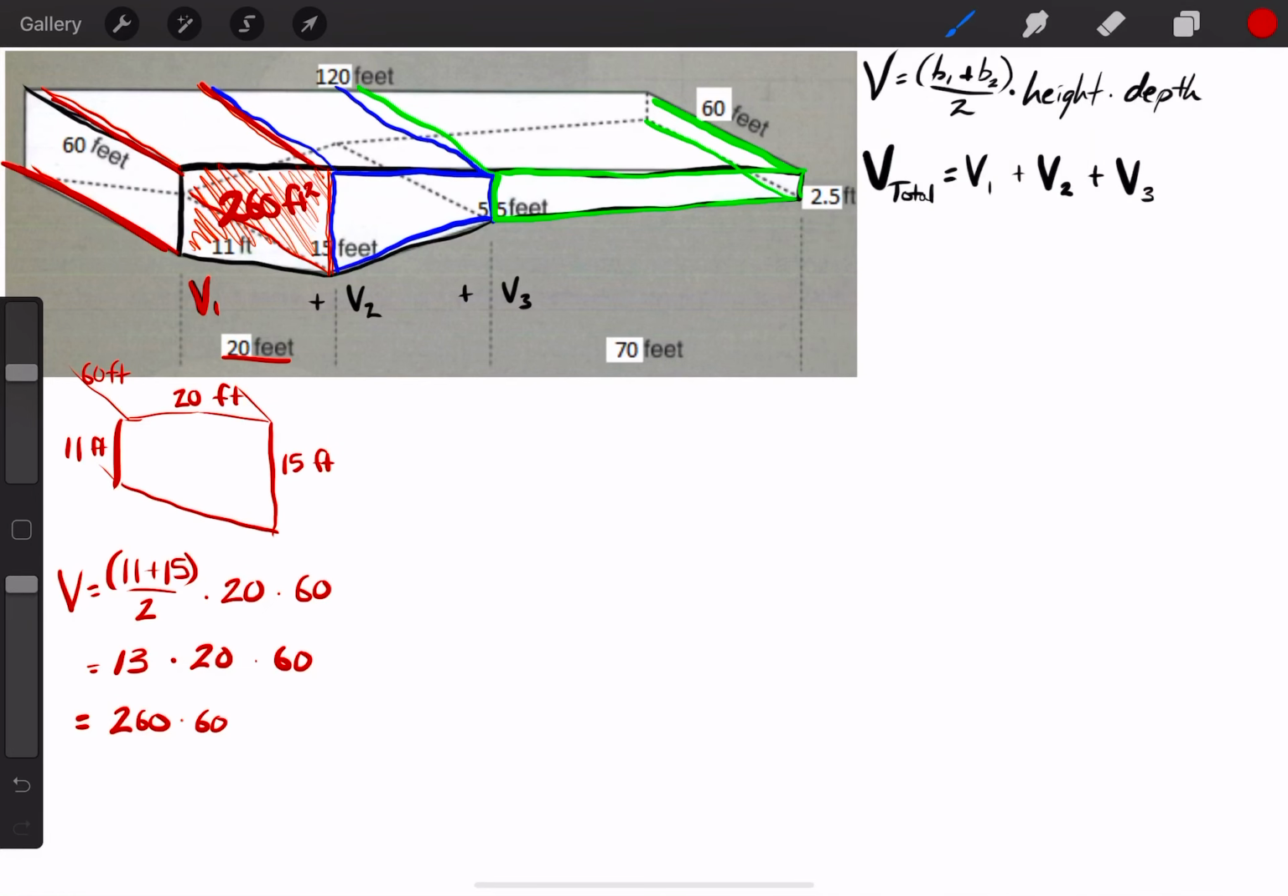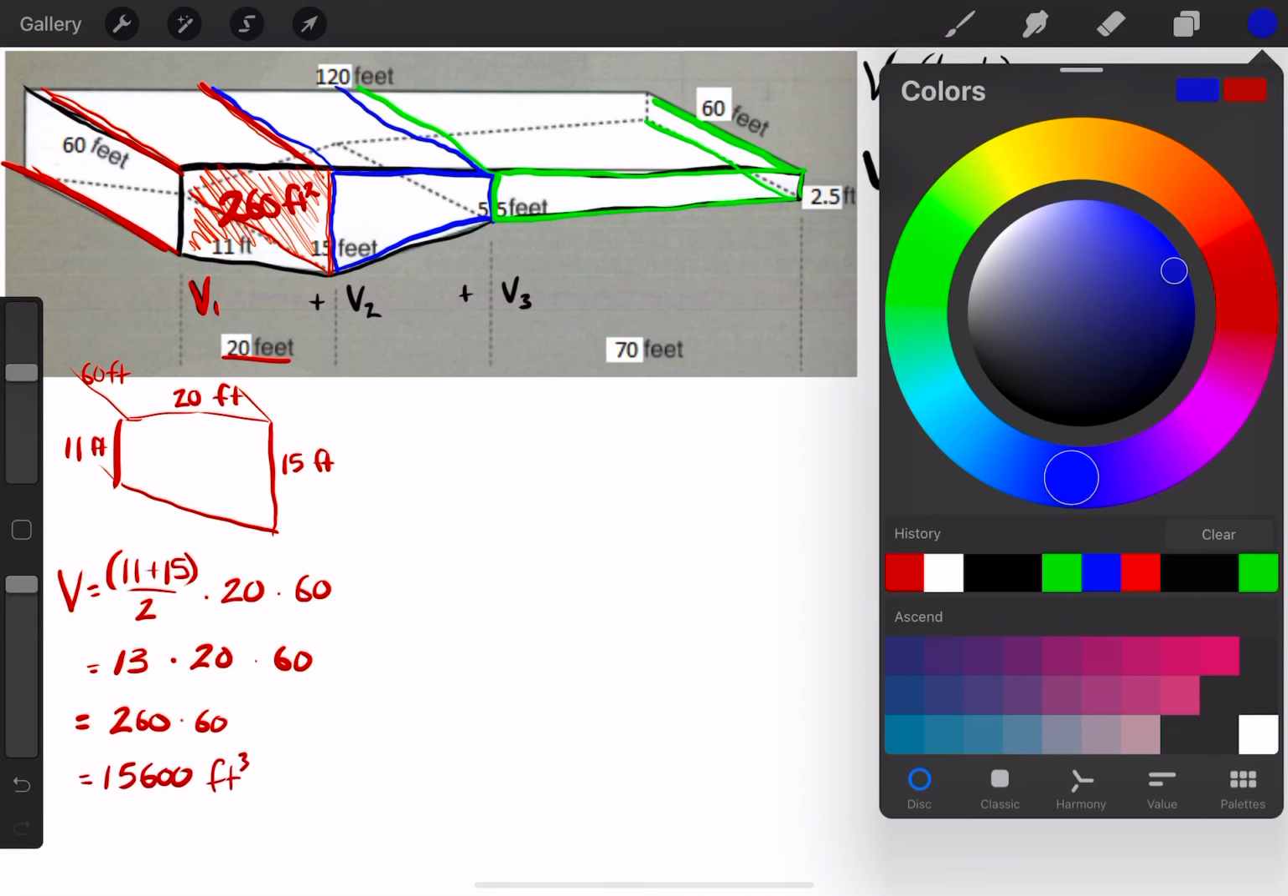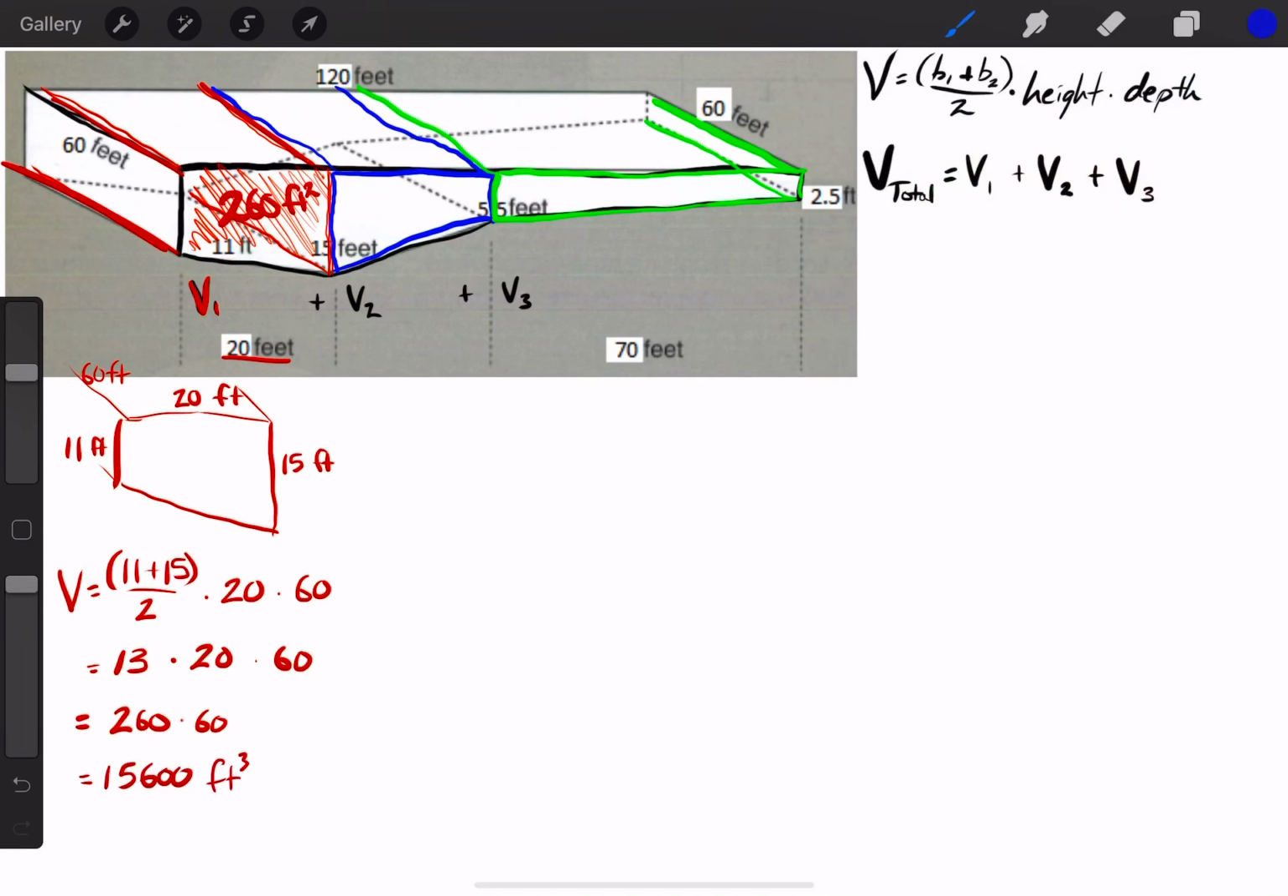Sorry. Being left-handed is not always useful with this software. We get a volume of 15,600. And now we're just going to repeat that process for the other two sides. So call that volume 1. Volume 2 has that 15 feet side on its left now, and it slopes up to a shallower depth of 5.5 feet.